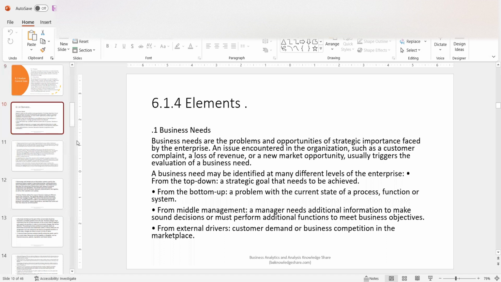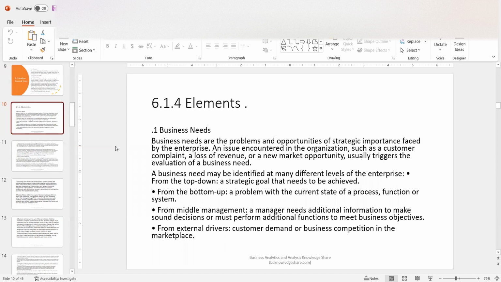Some of the elements of the analysis of current state is the basic business needs. The business needs, as discussed in earlier episodes, are problems and opportunities of strategic importance faced by the enterprise. An issue encountered in the organization, such as a customer complaint, a loss of revenue, or a new market opportunity, usually triggers the evaluation of a business need. A business need may be identified at many different levels of the enterprise.